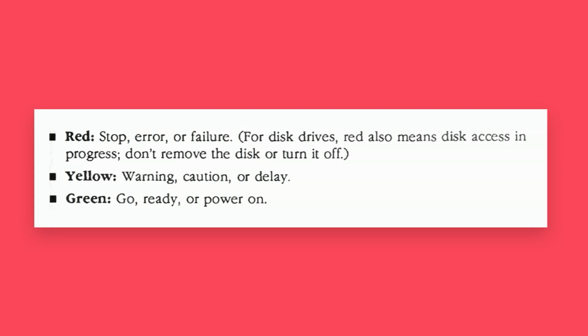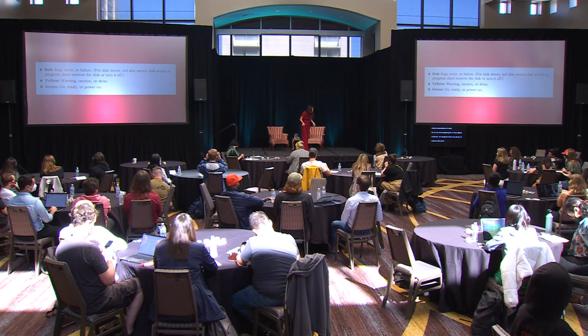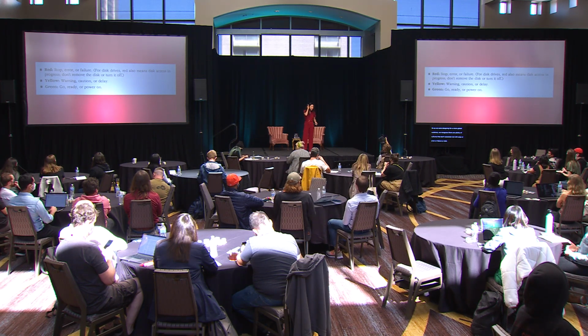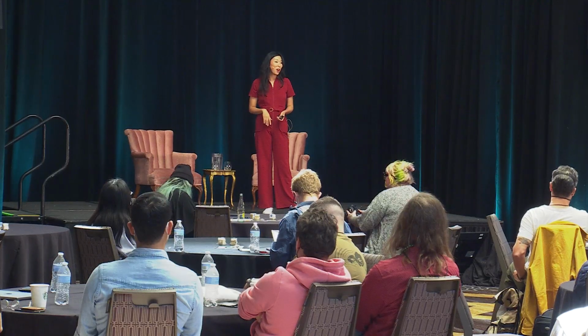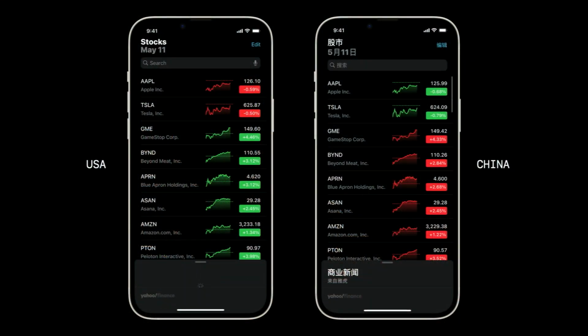Or there are times where we have just developed our understanding on a topic, like the cultural associations of color. As we were designing for a more global audience, we recognized there are plenty of cultures that don't associate red with stop, or error, or failure, or disk access in progress, don't remove the disk or turn it off. And that is something that we're really sensitive to within our product design now. For a quick example, if you look at our Stocks app, in China, we actually represent our gains in red and our losses in green because we know that red has such a positive connotation for that culture.